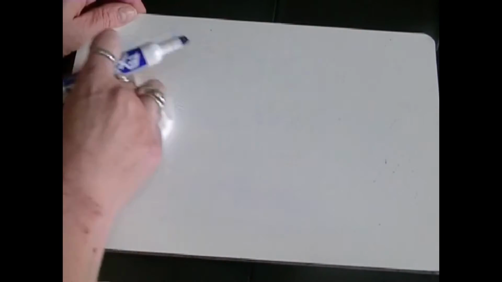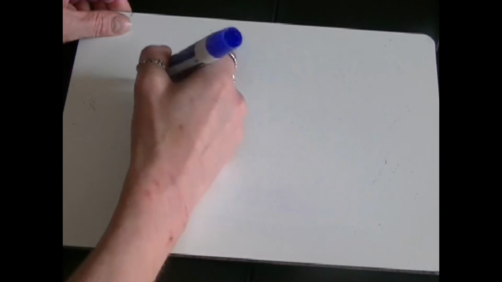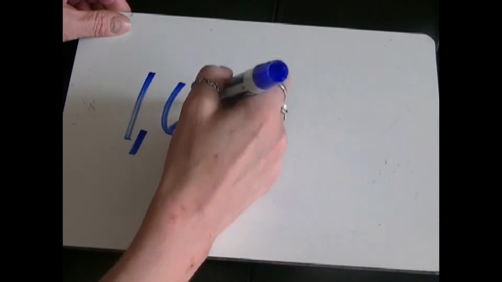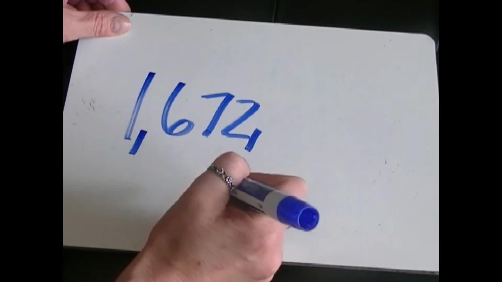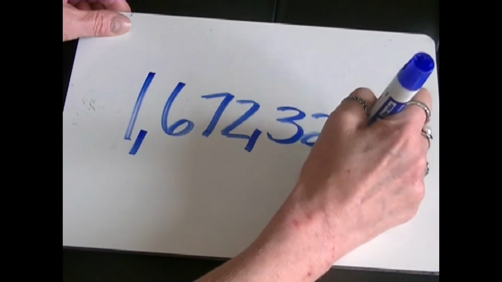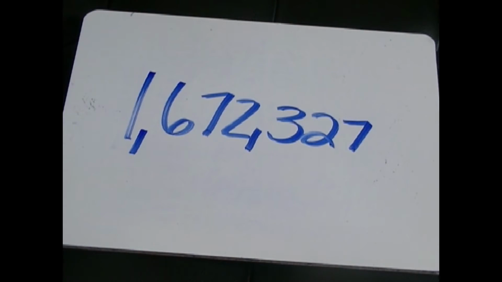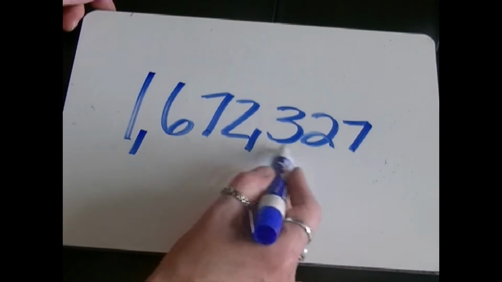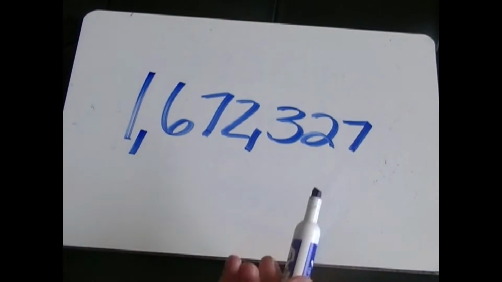Now, let's look at another number. What if we had an even bigger number? What if we had 1,672,327? All right. That is a pretty big number. If someone were to ask me, hey, is this number odd or even? I could quickly figure it out. There's no stress involved. I don't have to try and pair up over 1 million things.